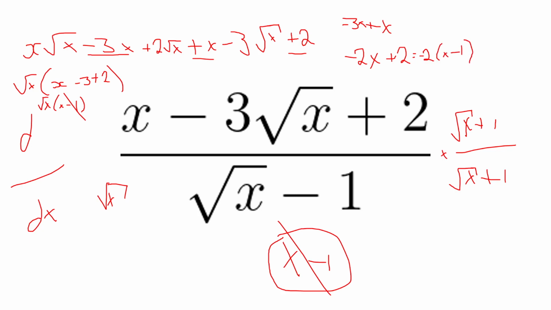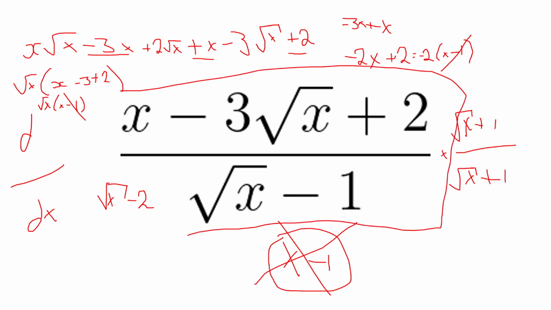And what can we do with that? Well, we can divide through again, x minus 1 over x minus 1. And what we're left with is root x minus 2. And this is equivalent to our previous function. It's equivalent to all of this. This whole thing is equal to root x minus 2.